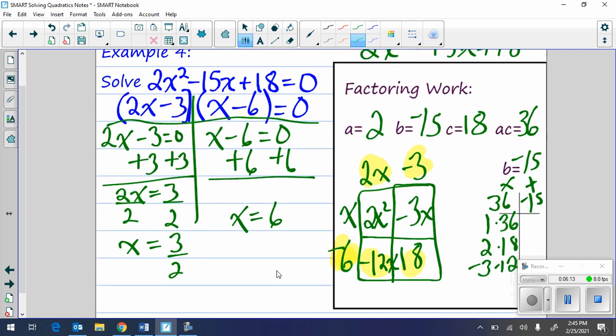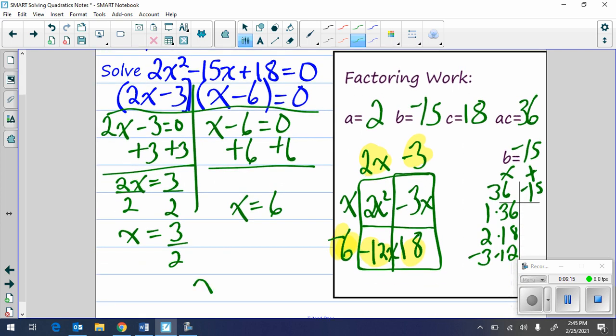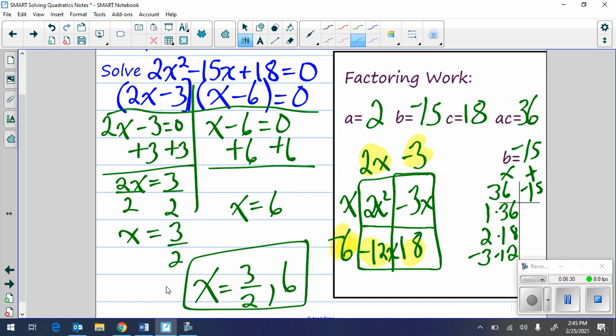So once again, I get 2 answers, 3 halves, and 6. No parentheses. A parentheses makes it a point. This isn't x comma y. This is x comma x. They're both x's. They both make that original statement true. And that is it for this video.